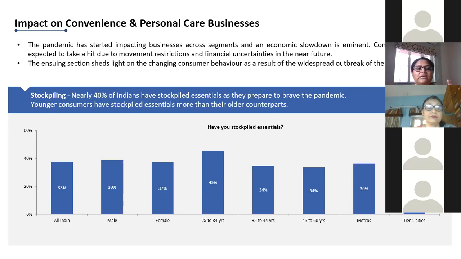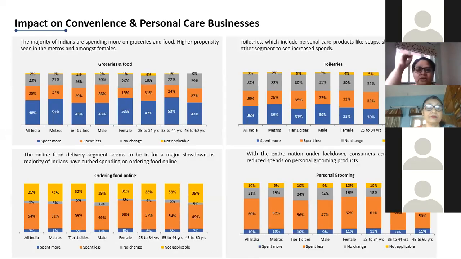And what we see is that the younger consumers have stockpiled more essentials than their older counterparts. And when you go into each of these particular categories, what we really see is that when it comes to groceries and food, toiletries, these are the categories where people were really stockpiling. So the majority of Indians were spending more on groceries and food.